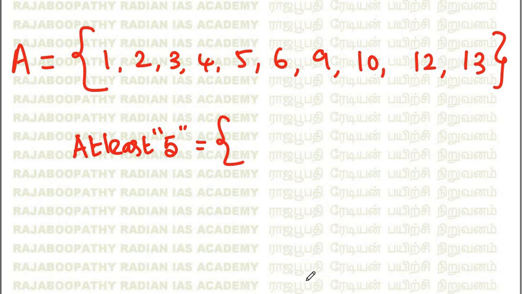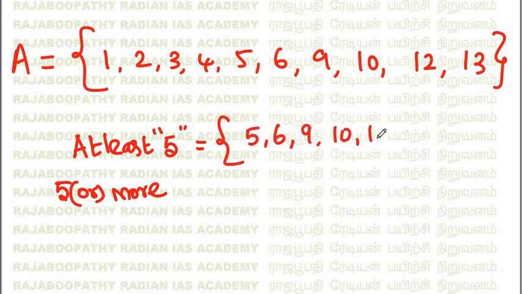At least 5 means what? At least 5 means 5 or more. So at least 5 means you should include 5. So therefore 5, 6, 9, 10, 12, 13. Therefore totally how many? 6.